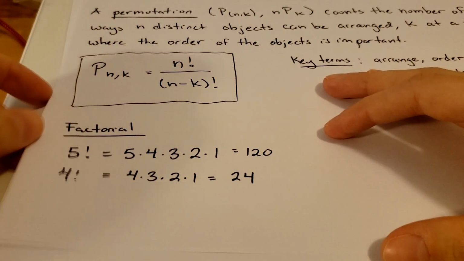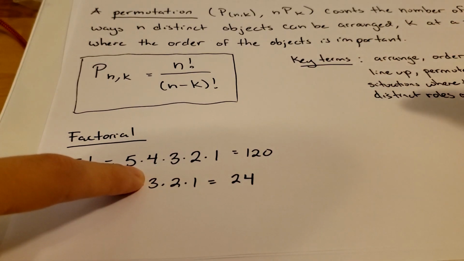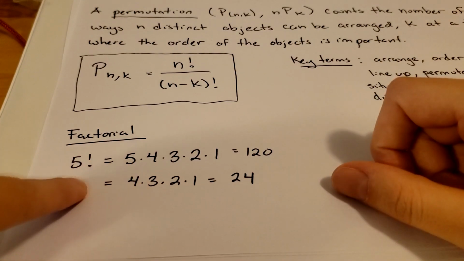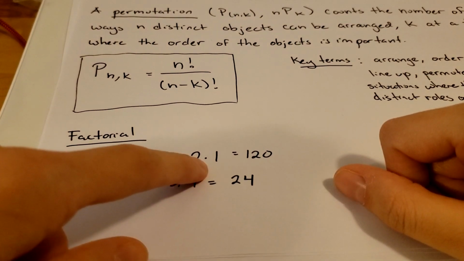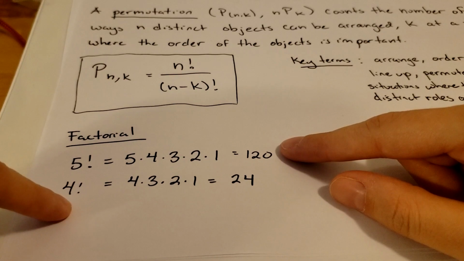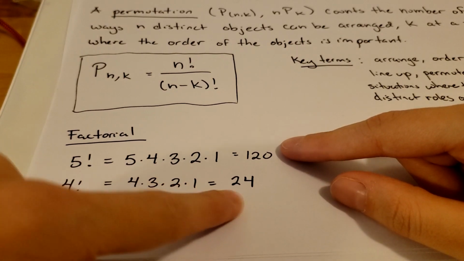What a factorial is, it just means we multiply by every number less than that number until we get down to 1. So for example, 5 factorial would be 5 times 4 times 3 times 2 times 1, which is 120. And 4 factorial would be 4 times 3 times 2 times 1, which ends up being 24.